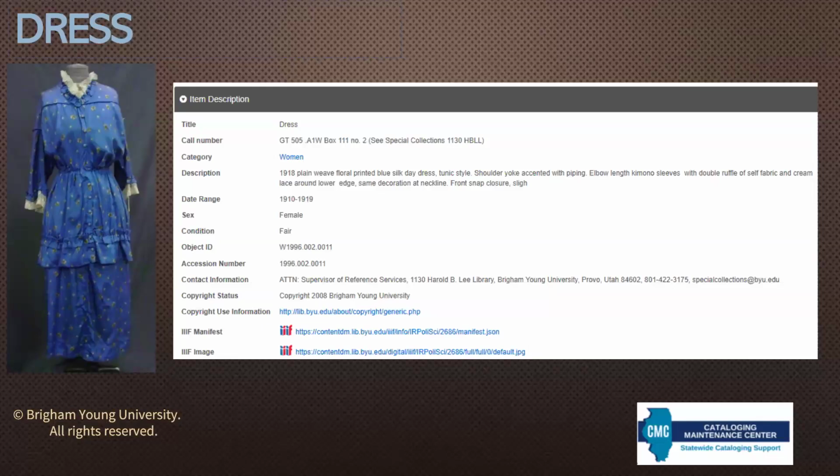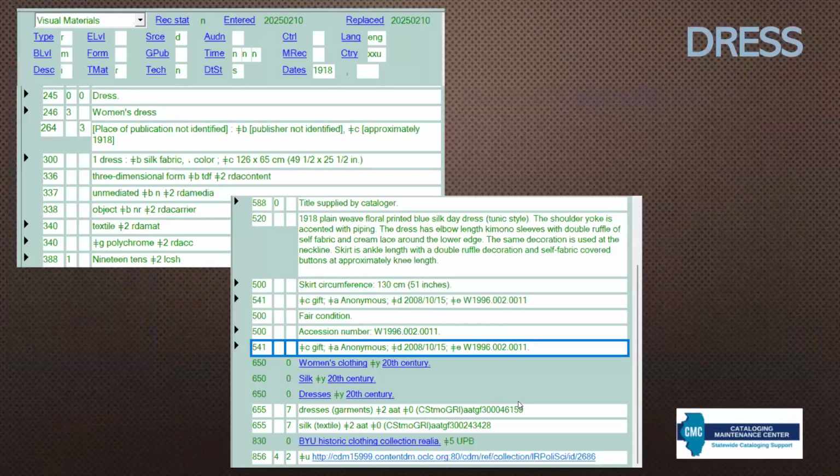Okay, so first this dress. This is their item description for the dress. And then here's the record that I mocked up. If you want to see the record that I used as a starting point for this, it's 127-424-6082, and that'll be in my notes, so you can look at that. As you can see, there are some AAT in the 655 fields. And this was a gift, and it was anonymous, and they received it on October 15th of 2008. And then the accession number is in the 541 $e, and there's that accession number.